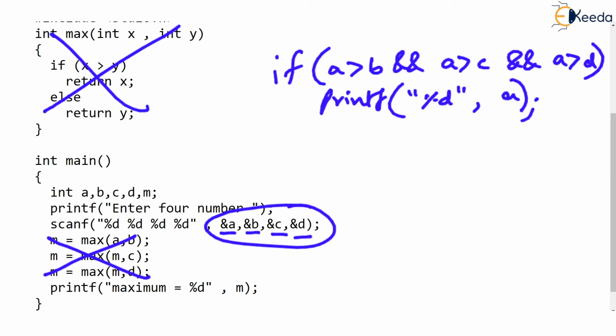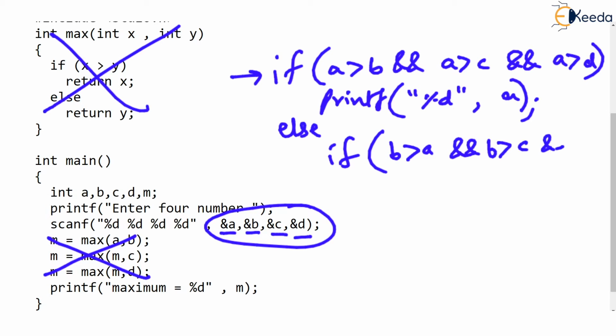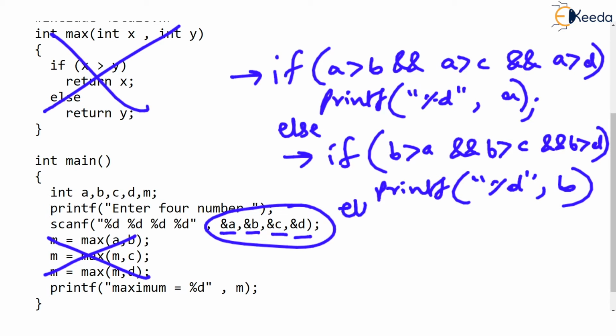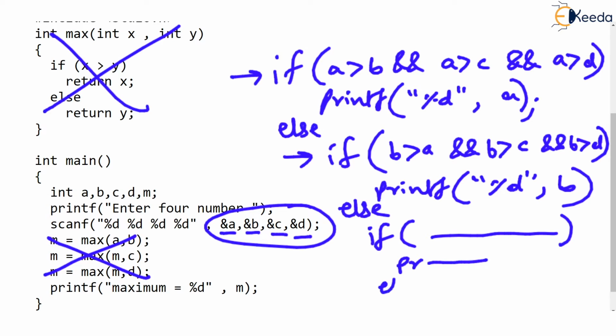But what if this is false? So you'll write else if, a ladder if, nested if. Then you will ask, is B greater than A and B greater than C and B greater than D? If B is greater than all, then B is largest, so you will printf B. And if this is false, then you will write, oh good lord. You will then check, is C largest? Then you will print C. Else, enough is enough, you will print D. I hope you are understanding.